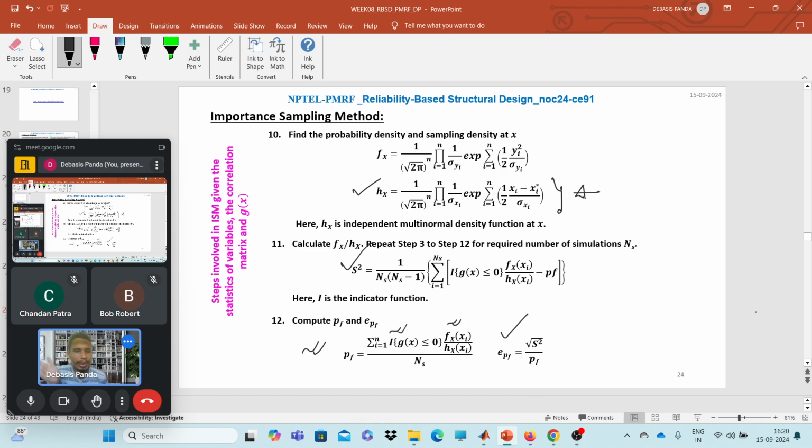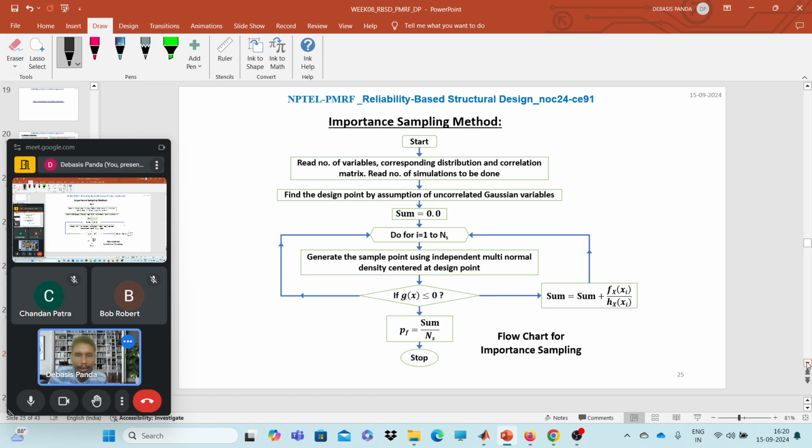Now let's quickly solve one example. This is the flow chart for this importance sampling, right? We will start. Now we need to uncorrelate the random variables first. Now find the MPP, then we will do the sampling. Now we will check how many times my g(x) is less than 0, then we will get the sum. Once we get the sum, we go to the probability of failure. It's nothing but the sum divided by Ns. So it is very simple logic for coding this.